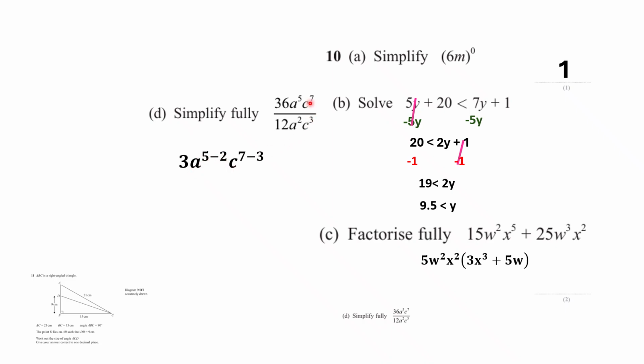And then c to the power of 7 divided by c to the power of 3 is c to the power of 7 minus 3. Now the 3 is 36 divided by 12, okay? Now what's a to the power of 5 minus 2? It's a to the power of 3. C to the power of 7 minus 3 is c to the power of 4. So you got 3, a to the power of 3, c to the power of 4, and I think that's all.